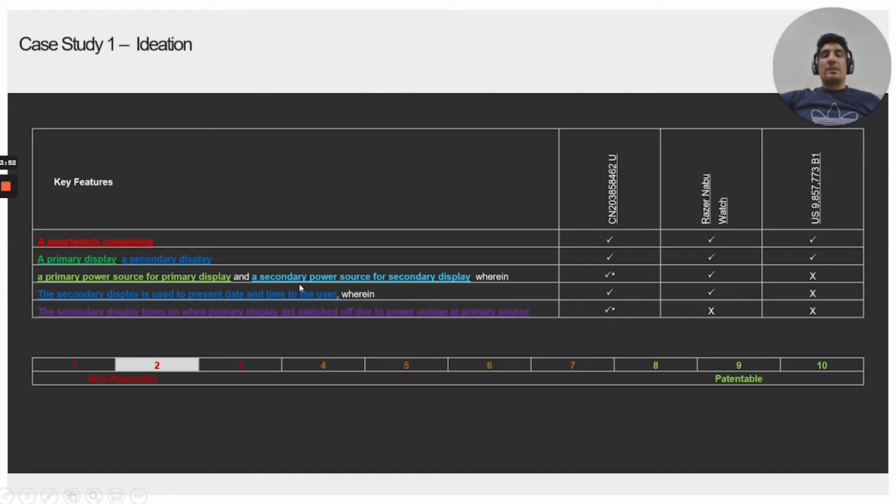Let's suppose I say that the secondary display is not a different display, but an integral part of the primary display. That means when the primary display gets off, it becomes transparent, and the secondary display comes forward. That could be a uniqueness. That could be an invention because it might not be written in that particular document. Similarly, if I say that the power source for the secondary display is given in the band of a watch instead of in the dial, in that case it could also be an invention. So we need to really understand what we have done differently.